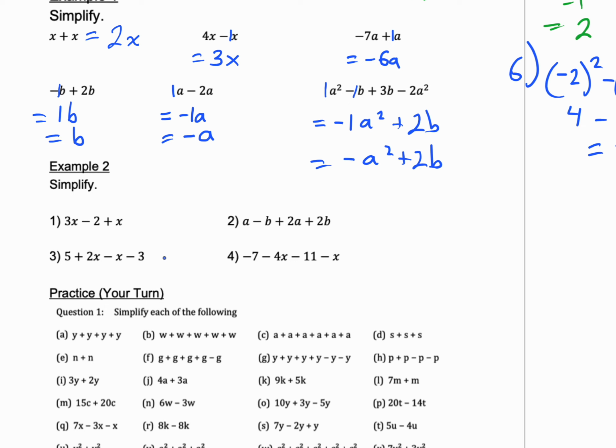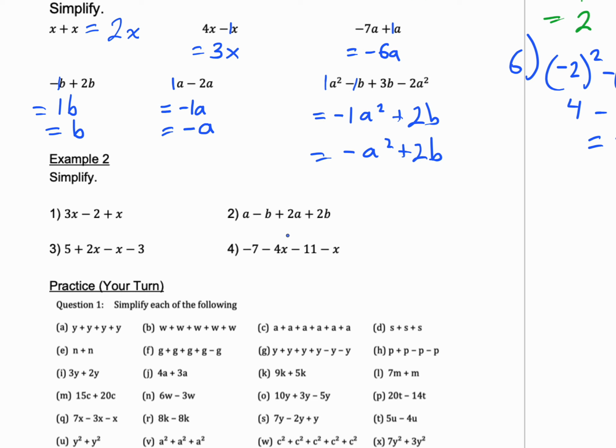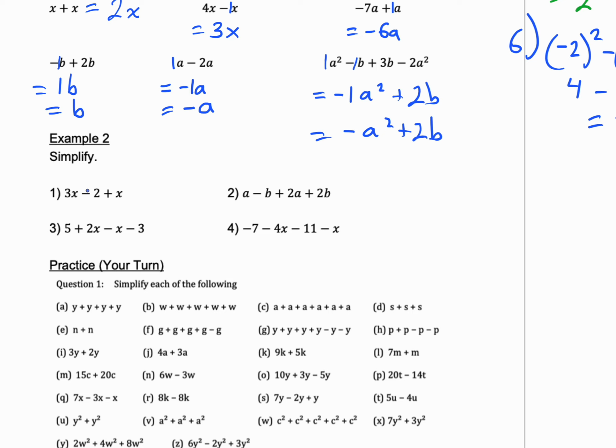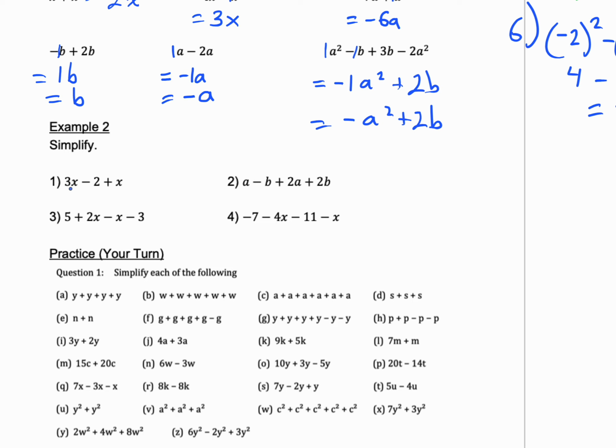The second example is very similar, but we have some constants without a variable, and then we have some variables. So we cannot add the 2 to the 3x because one's got a variable and one doesn't. Okay, but we can take this 3x and we can add x, and we get 4x. But the negative 2 is the same.